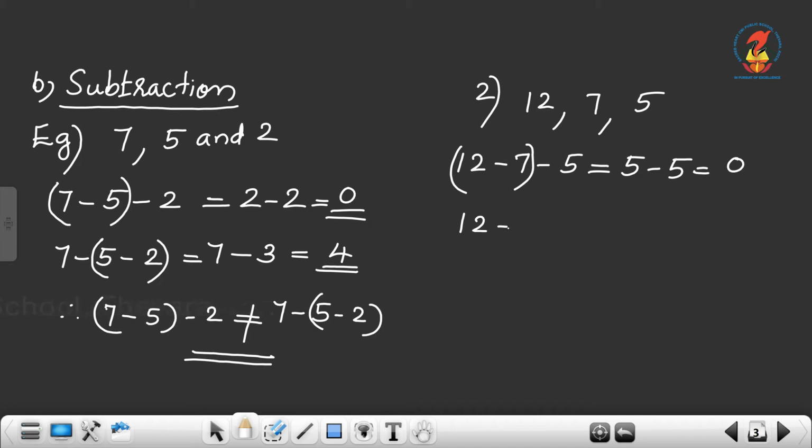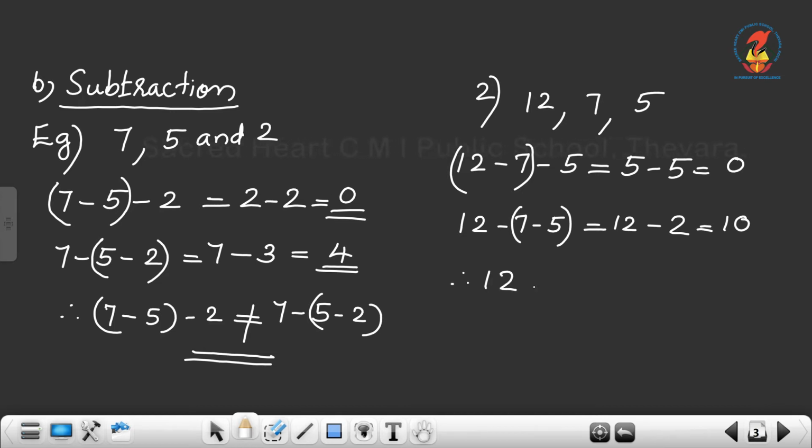Then 12 minus 7 minus 5. So, first to find the difference between 7 and 5, that is 12 minus, what is 7 minus 5? 7 minus 5 is equal to 2. What is 12 minus 2? 12 minus 2 is 10. Now, look at the difference. Whether they are equal? No, they are not equal.